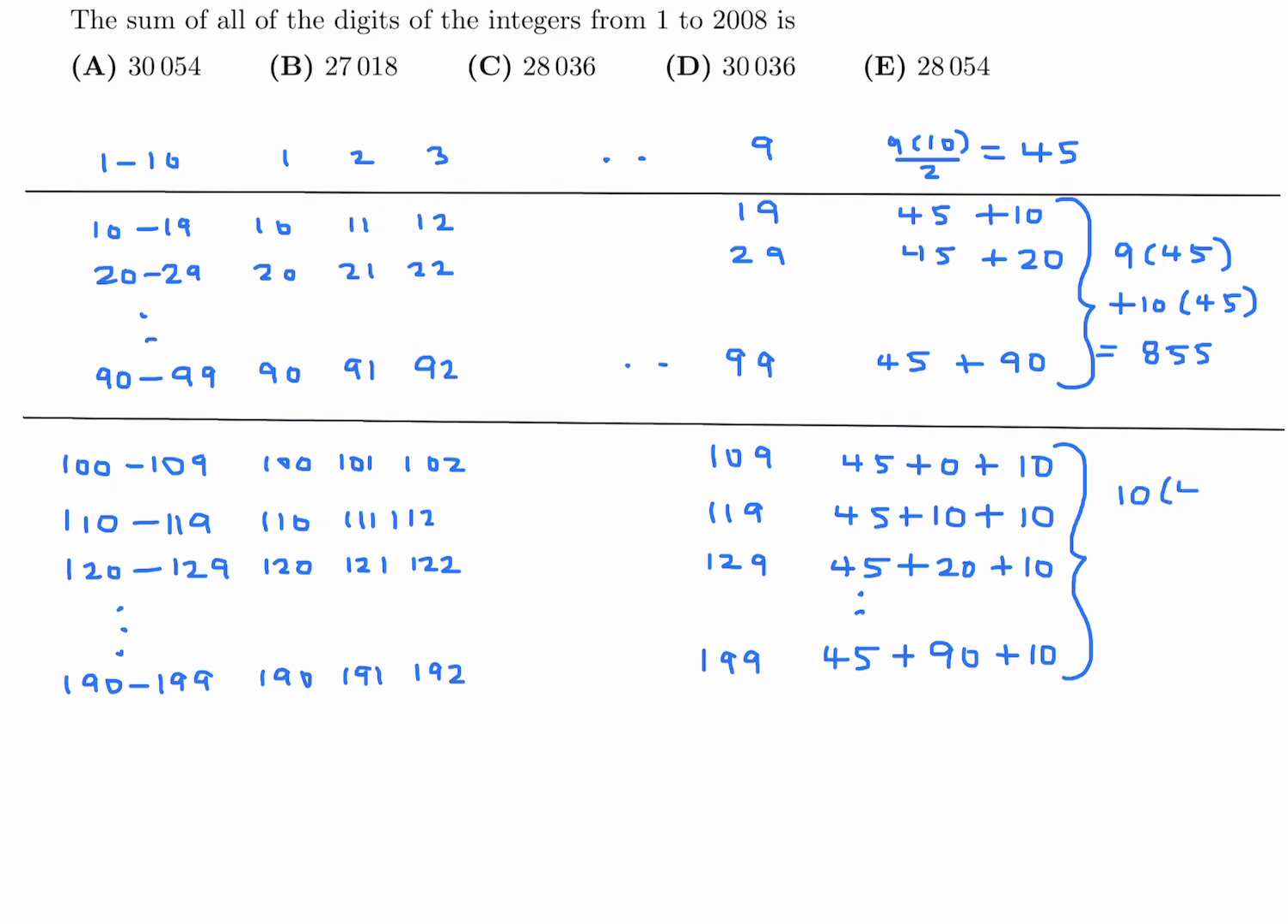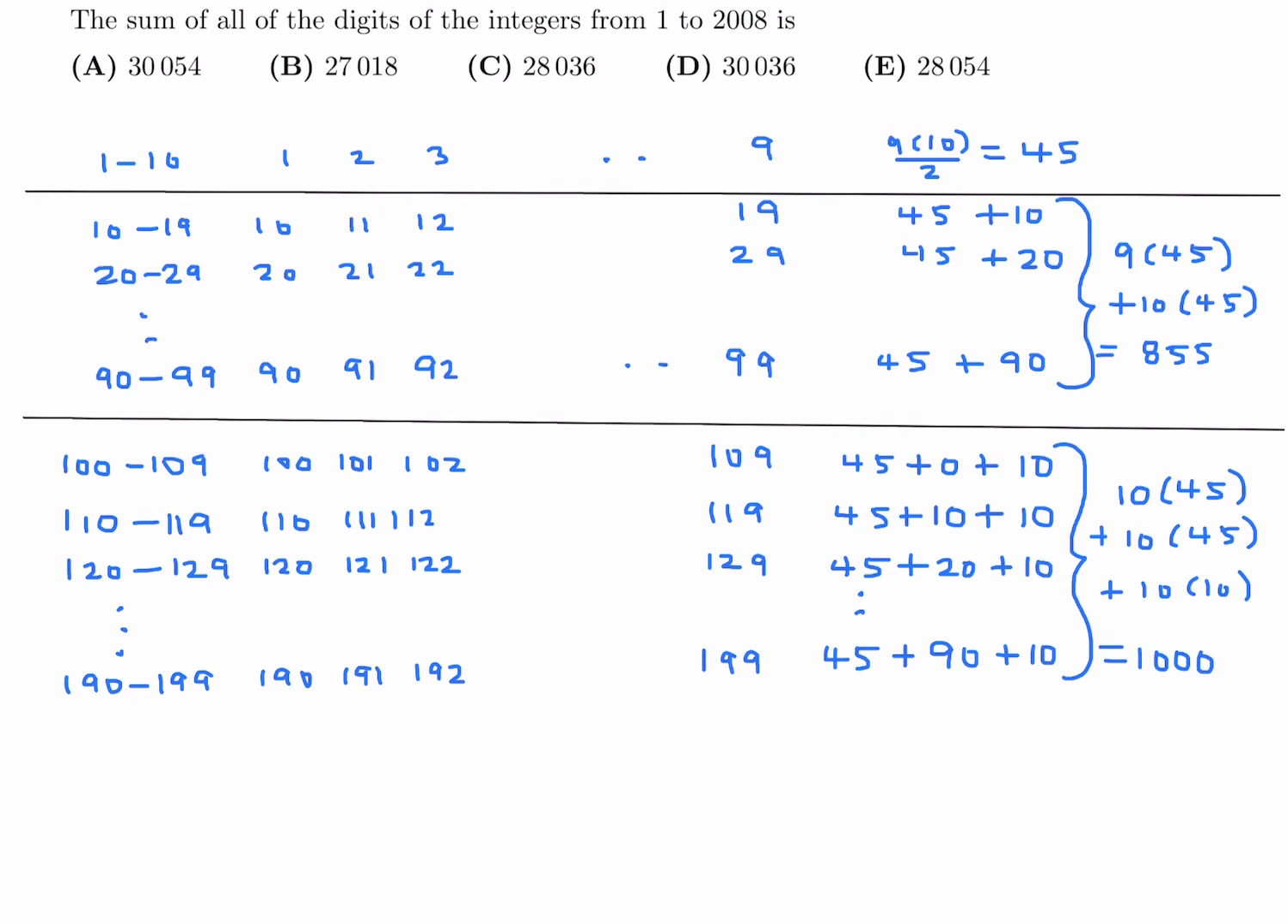So 10 times 45. And then these guys in the middle, it's like adding 1 plus 2 plus 3 all the way till 9, but you have to multiply that by 10. So it's 10 times 45. And then these guys, that's pretty easy. That's just 10 times 10. And if you add up these, that becomes 1,000.